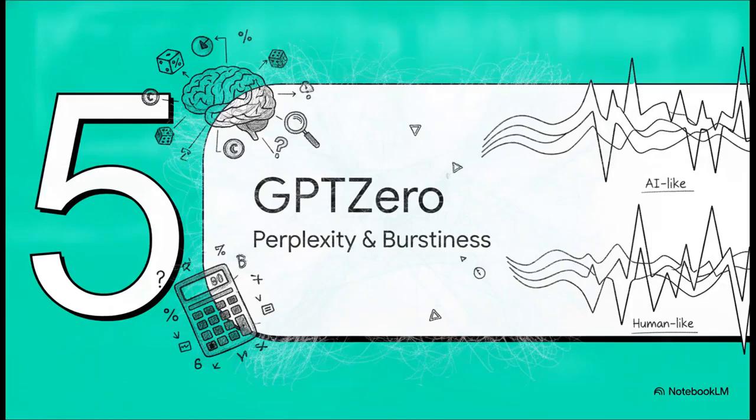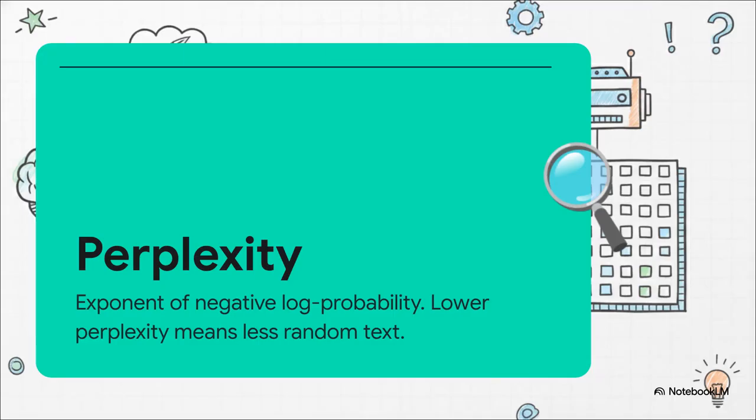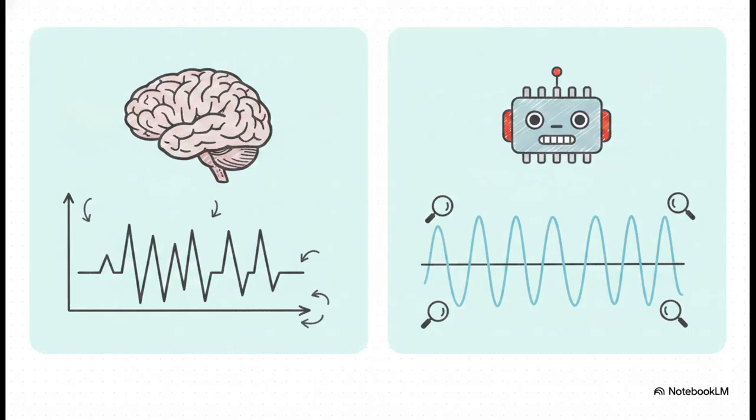Okay, Section 5, GPTZero, Perplexity and Burstiness. So GPTZero computes a metric called perplexity. Put simply, because AI models are trained to maximize text probability, they naturally minimize perplexity. So the lower the perplexity, the less random the text. GPTZero basically assumes that text with low perplexity is highly likely to be generated by an AI that is minimizing randomness at the wheel. But it also looks at a behavioral metric called burstiness.